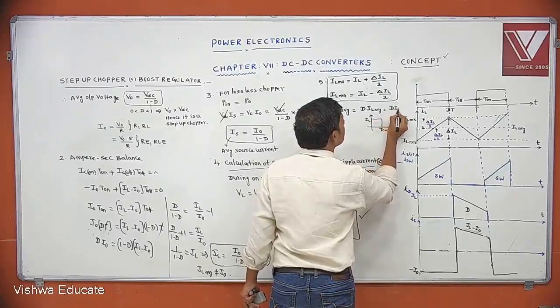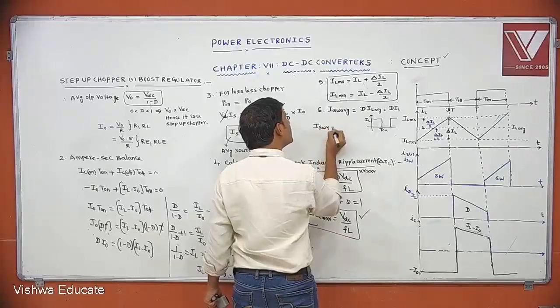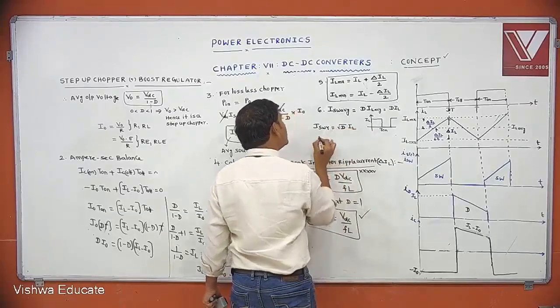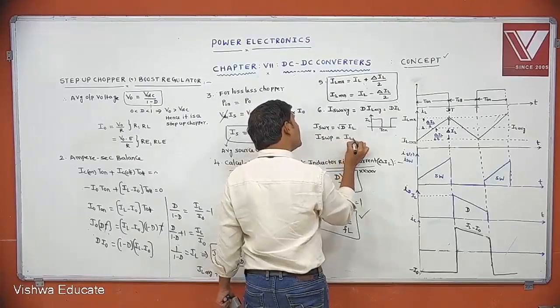What is the RMS value of switch current? RMS switch current equals root D into IL. What is the peak value of switch current? The peak value of switch current equals IL max.